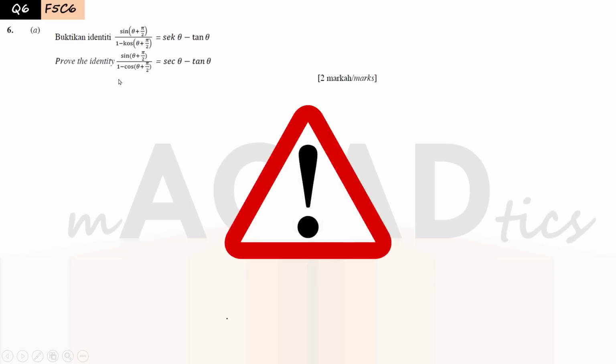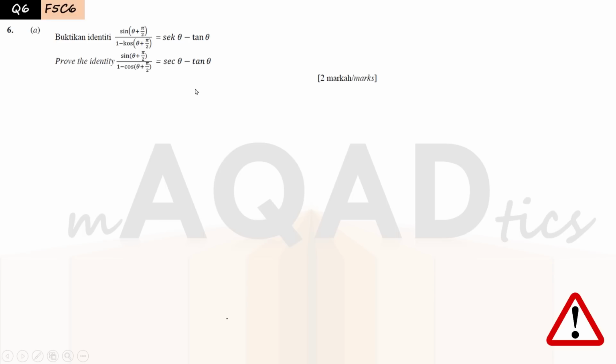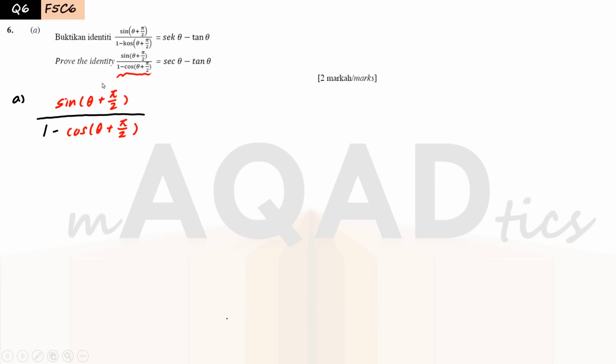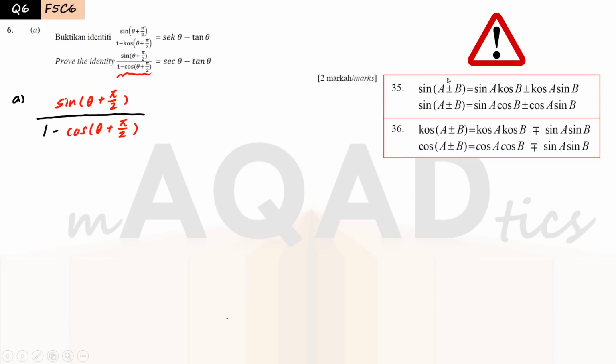To start off, we are going to use the technique that we always use, which is to use the more complex side to prove the less complex side. Here the more complex side I would say is this part. So we're going to use the left side to prove the right side. If we look at the sine and the cos, inside them there are 2 angles. So here we can use these formulas, the ones which have A plus minus B.